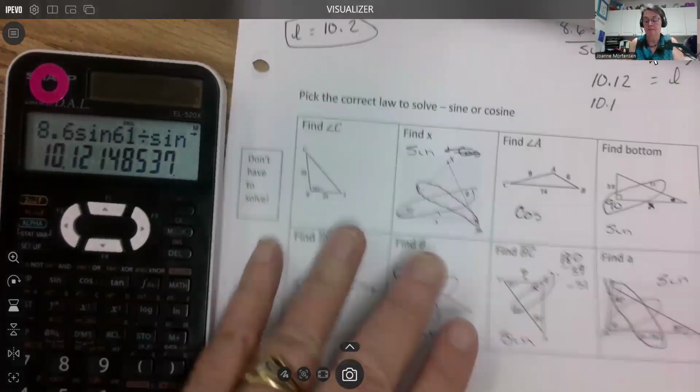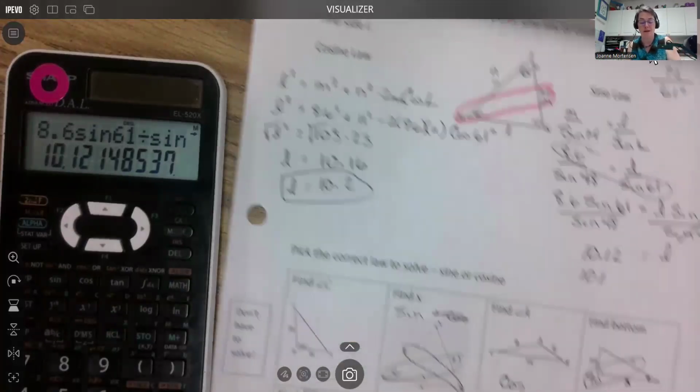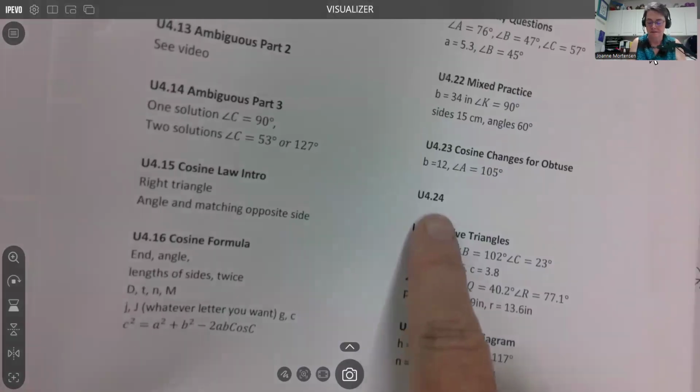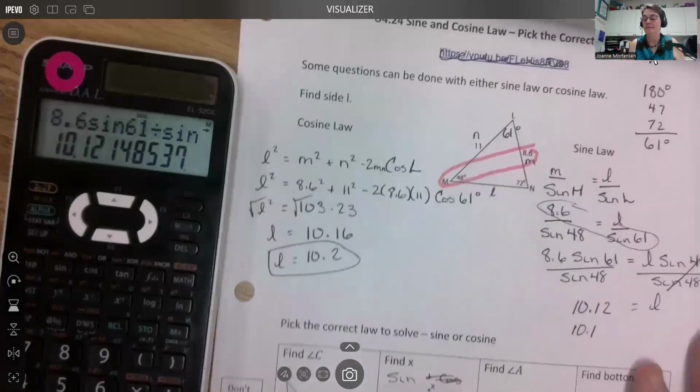Hey, oh, you know what? Shh, I have the answer key. I'm just curious because now it's bothering me. U 4.24. Look at that, there's like no answers. It's that kind of day.